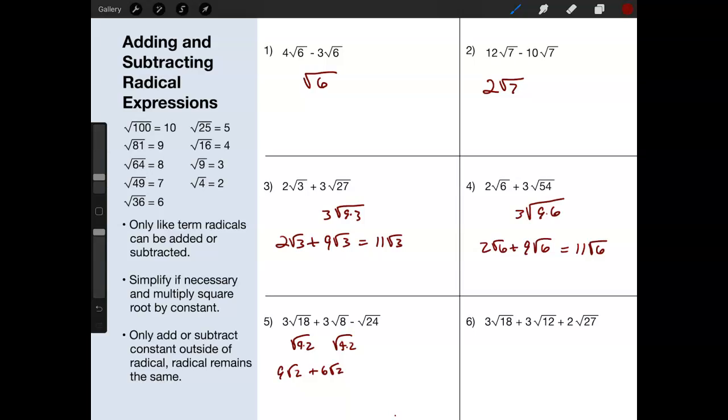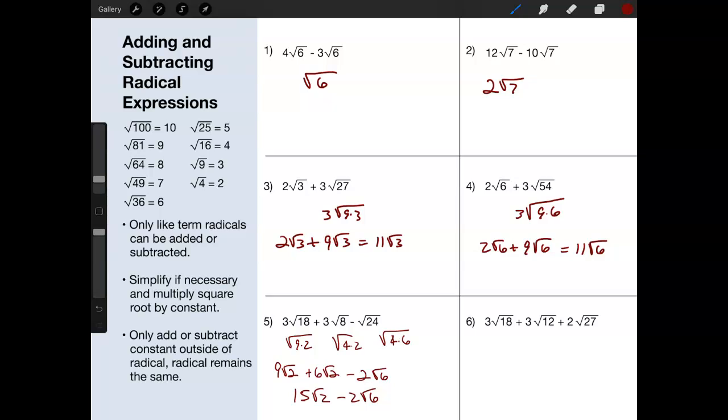And the square root of 24 can be simplified to 4 times 6. The square root of 4 is 2, and this can be simplified to 2 times the square root of 6. And we can combine 9 radical 2 plus 6 radical 2, and this would give us 15 times radical 2. And we can now subtract 2 radical 6. These two cannot be combined. They are not the same term.